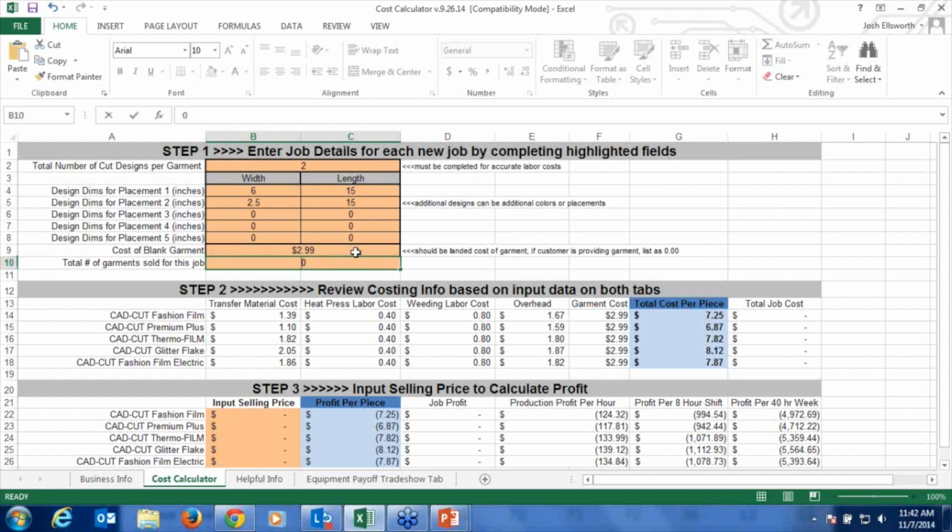Total number of garments sold for this job, say there's a dozen that want it for a Blackhawks t-shirt. Then it's going to calculate everything. So step 2 is you're going to review the costing info. Okay, so let's step through it.